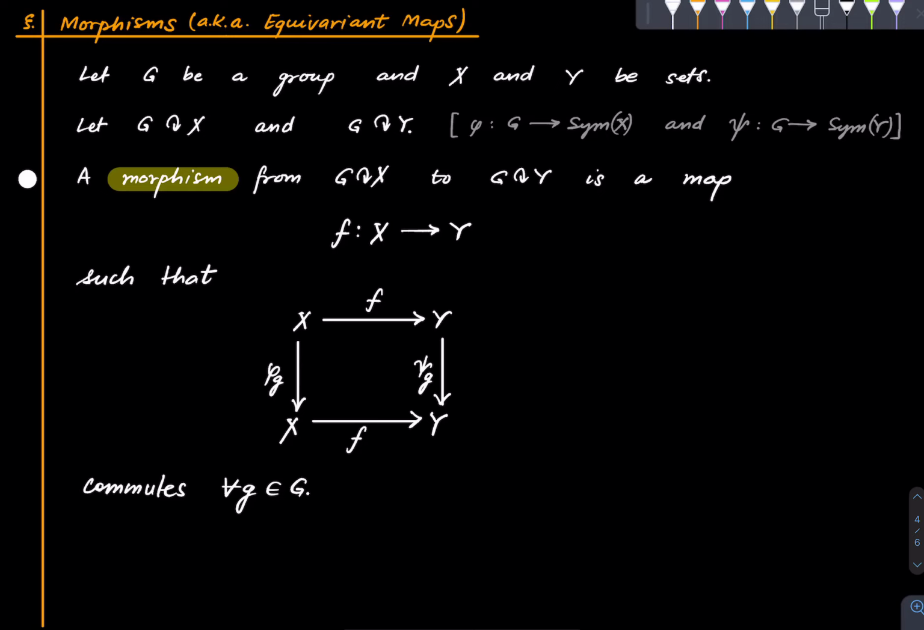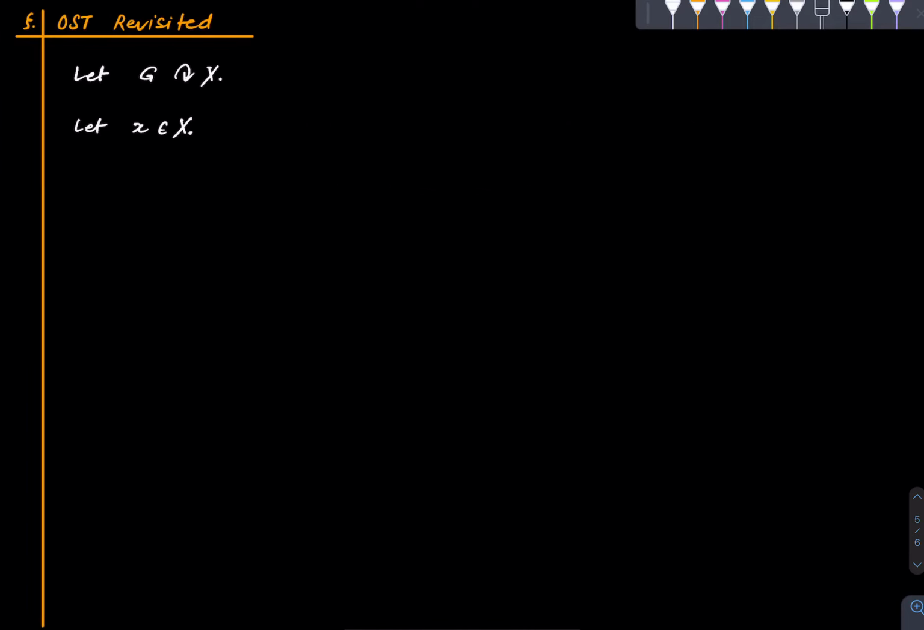So we just drop the insistence that f is a bijection, that's all, just like we do in any other setting. So that's the notion of morphism. All right. Now we will look at the orbit stabilizer theorem in a different way, in a more structural way rather than just a cardinality statement. It is a more structural statement.